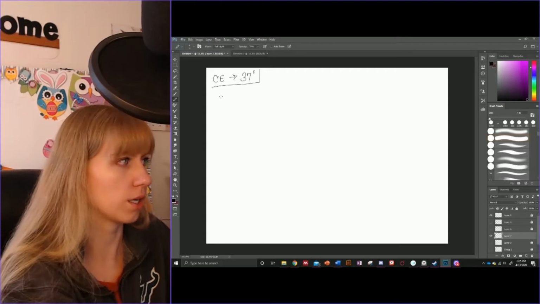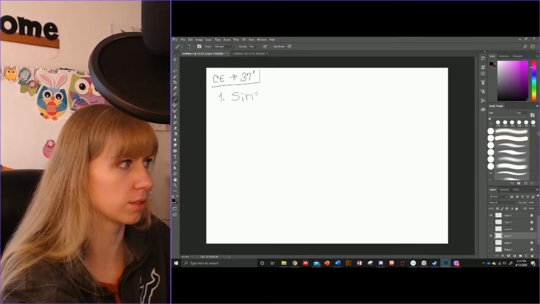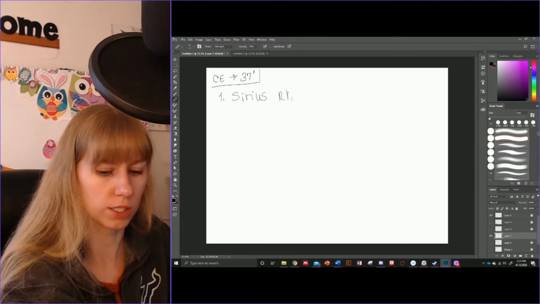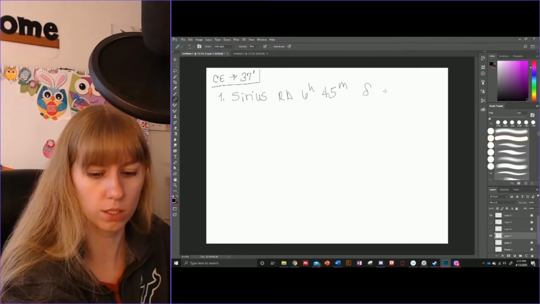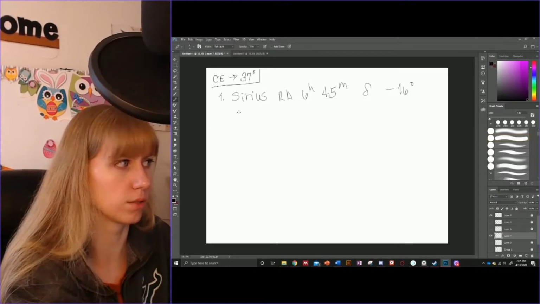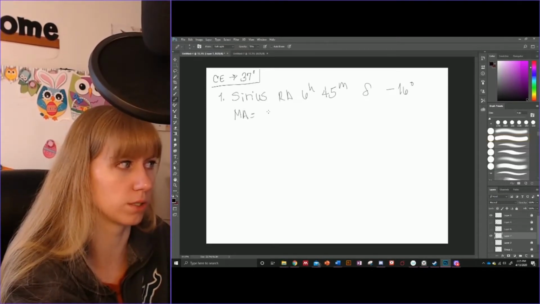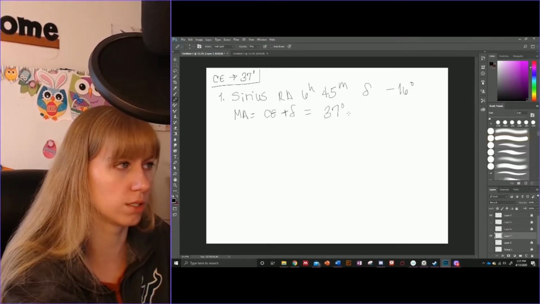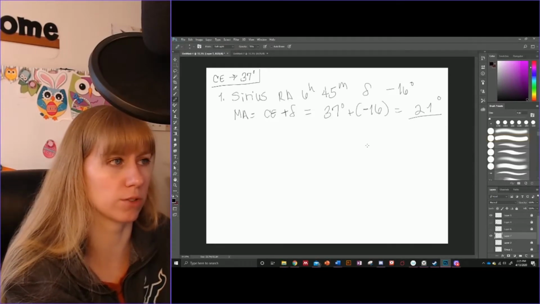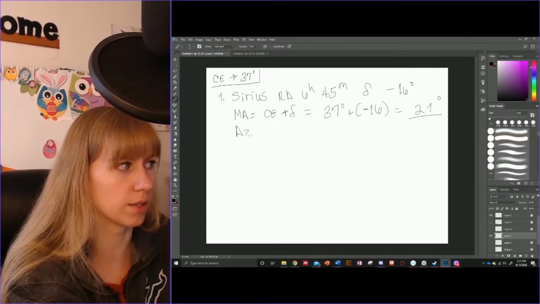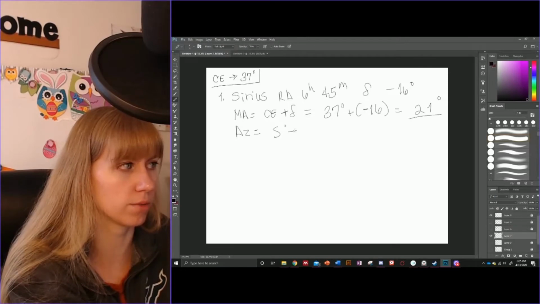Number one, we'll be using Sirius, which has a right ascension, again not important yet, of 6 hours and 45 minutes, but a declination of minus 16 degrees. We're looking for maximum altitude, which is equal to celestial equator plus declination. So we do 37 degrees plus minus 16, which gives us 21 degrees. That's our maximum altitude. And our direction here, our azimuth, is going to be south, which is 180 degrees.